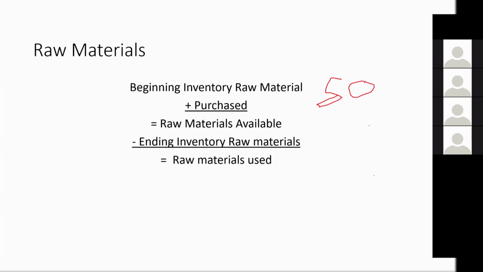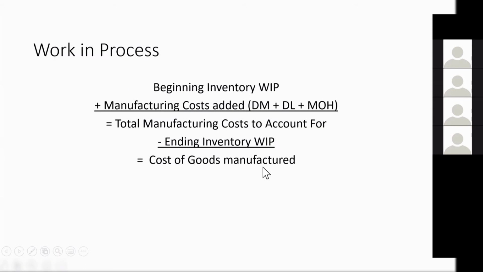Beginning plus purchased equals raw materials available minus ending inventory equals raw materials used. Okay, now we're going to move on to work in process. This time we start with the beginning inventory of work in process. Keep in mind that we accumulated all of the costs for production, direct materials, direct labor, manufacturing overhead in the work in process inventory account. So that was beginning inventory.